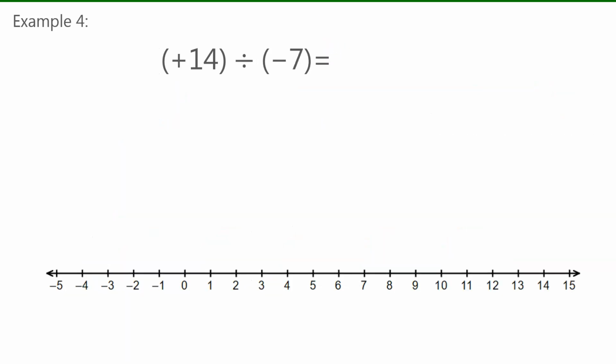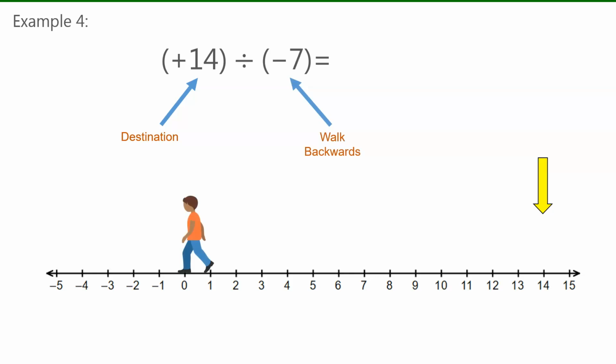Example 4. Positive 14 divided by negative 7. So again, positive 14 is my final destination. The negative 7 indicates that I walk backwards to get to positive 14. The 7 indicates I make jumps of size 7. So if I have to walk backwards and I make jumps of size 7, how many jumps do I make?